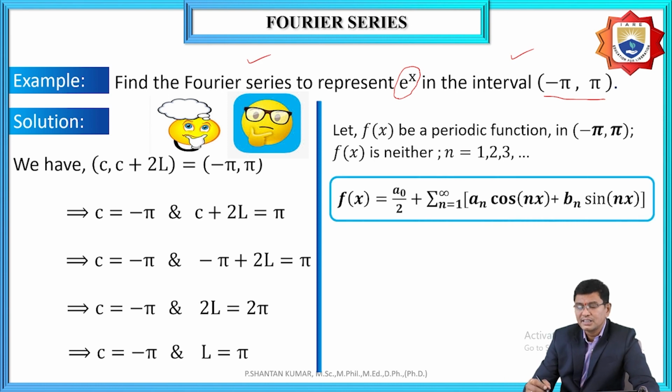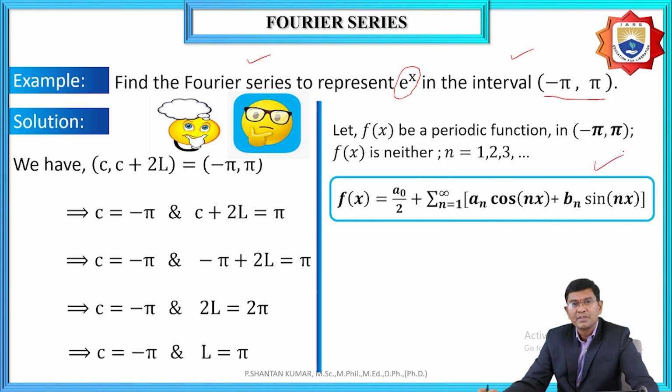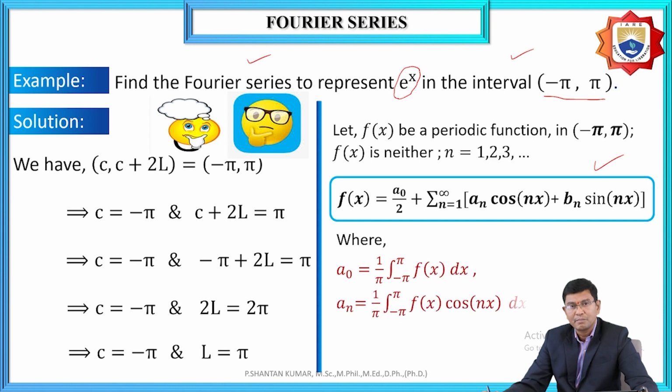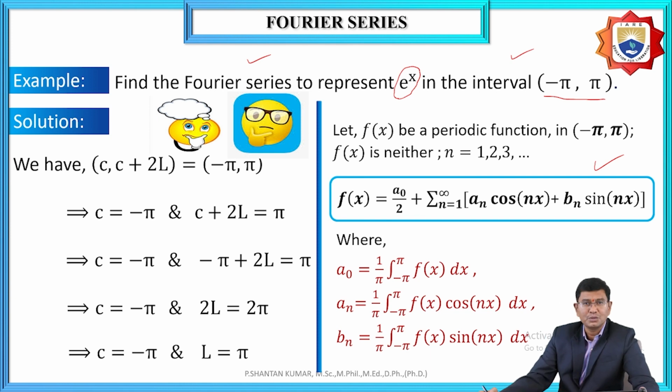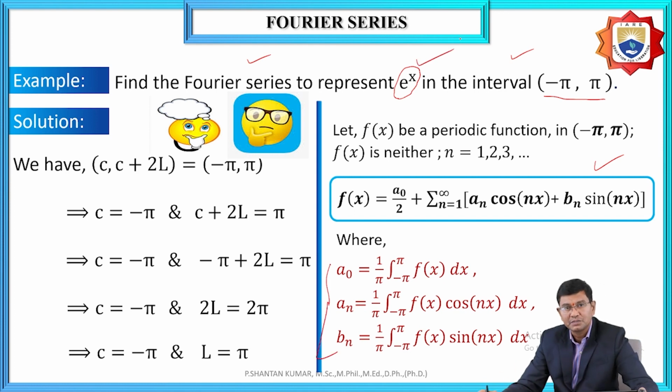Here, the required series is f of x equal to this series, where a naught is equal to 1 by pi integration from minus pi to pi of f of x dx, an is equal to 1 by pi integration from minus pi to pi of f of x cos nx dx, and bn is equal to 1 by pi integration from minus pi to pi of f of x sin nx dx. These are the Euler's coefficients; with the help of the given function, you need to find the solutions.